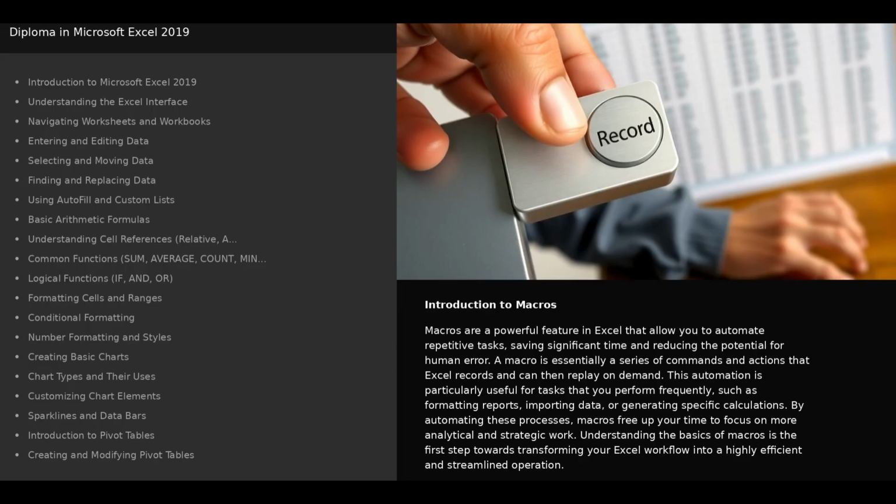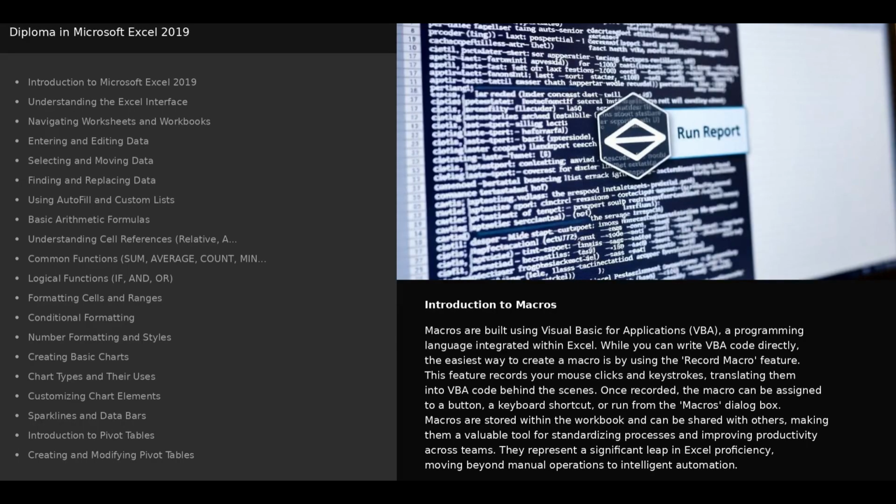Understanding the basics of macros is the first step towards transforming your Excel workflow into a highly efficient and streamlined operation. Macros are built using Visual Basic for Applications, VBA, a programming language integrated within Excel. While you can write VBA code directly, the easiest way to create a macro is by using the Record Macro feature. This feature records your mouse clicks and keystrokes, translating them into VBA code behind the scenes.